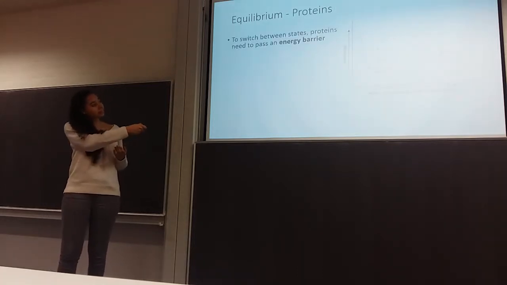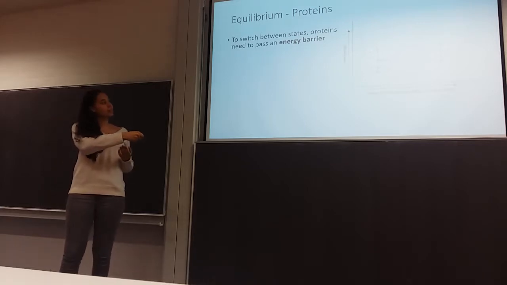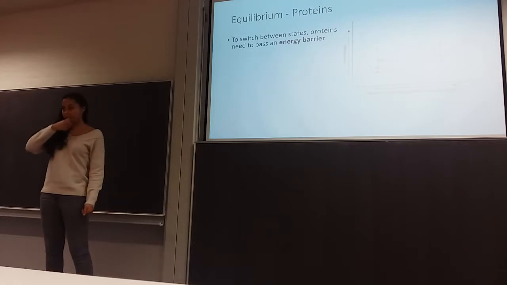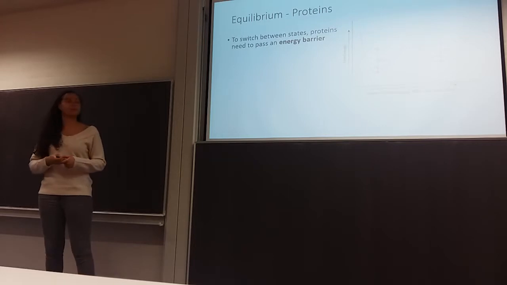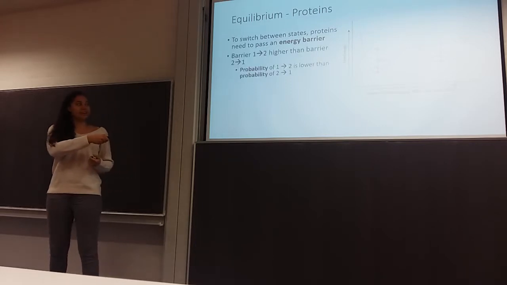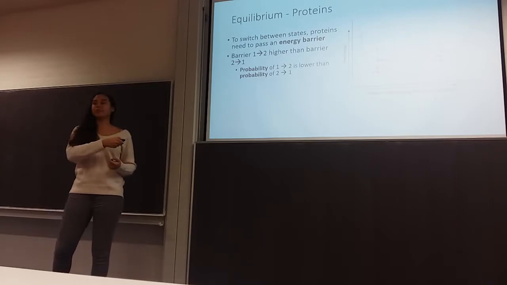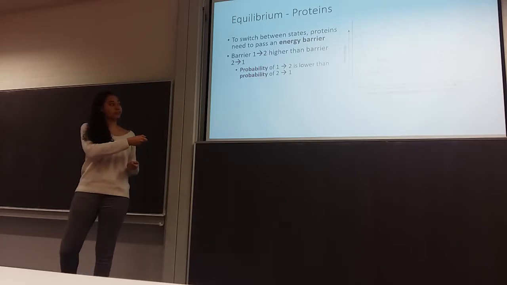If we look at our free energy diagram, we have an energy barrier, so the protein can switch from state 1 to state 2, and from state 2 to state 1. But this energy barrier prevents it from doing so easily. Basically, the higher the barrier, the lower the probability that your protein will change. In this case, barrier 1 is higher than barrier 2, so the probability that a protein goes from state 1 to state 2 is lower than the probability that it goes from state 2 to state 1.